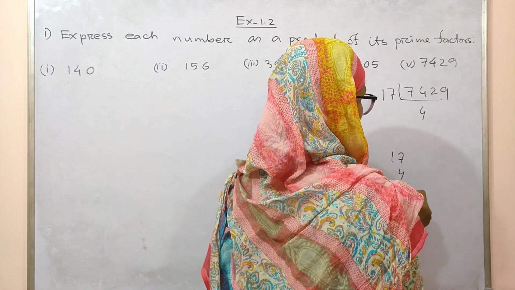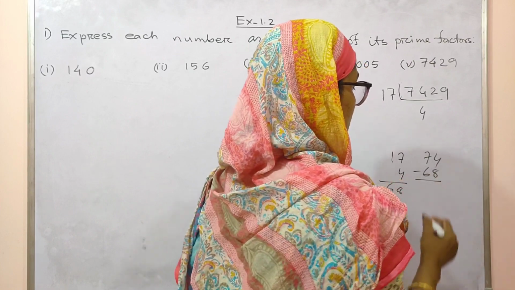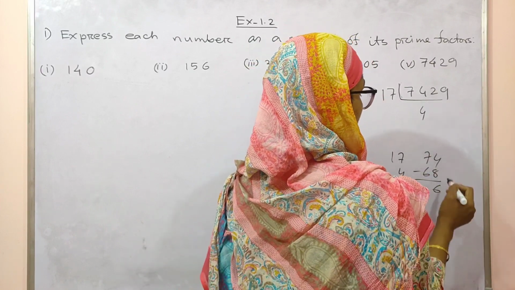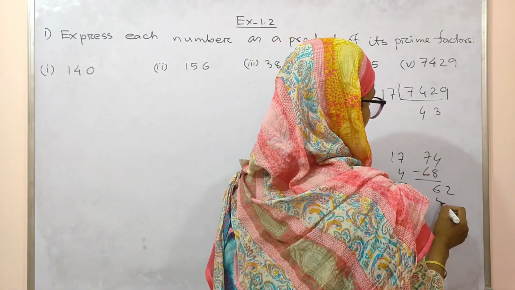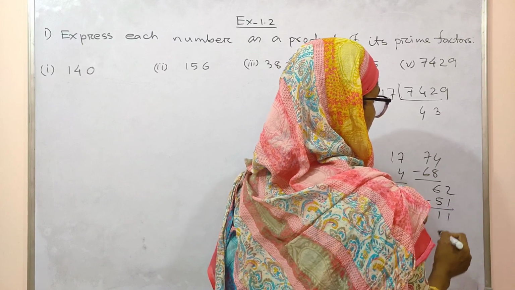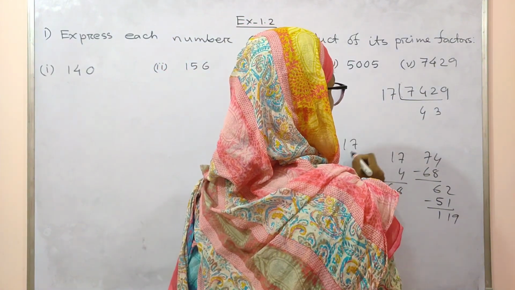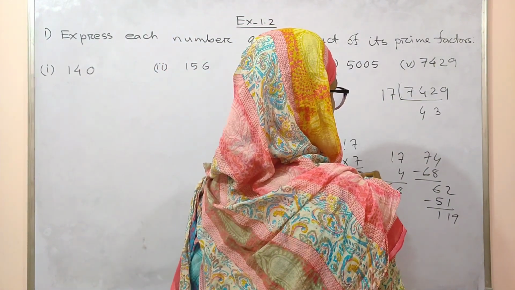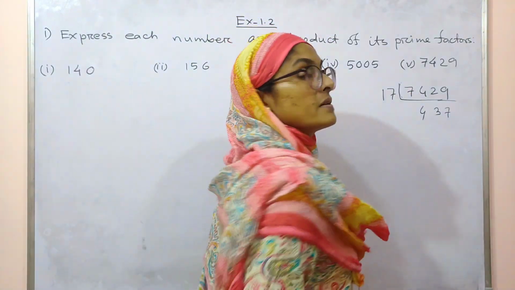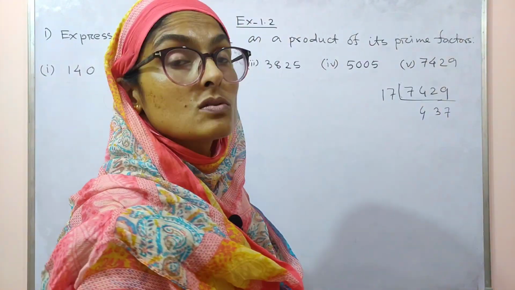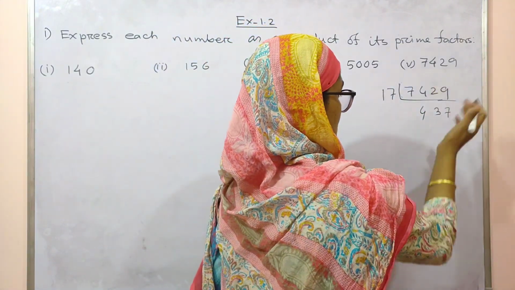17 fours are 68. So 74 minus 68. Subtract this one. 6. Again here 62. You'll get 3 times, 51. Subtract 1 and 9, 119. So 17 into 7 times. So I have already said it is not divisible by 3, 5, 7, 11 and 13 also. So this one is not divisible by these. So 17. Next take 19.